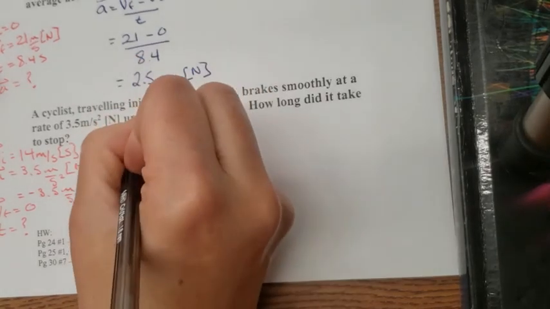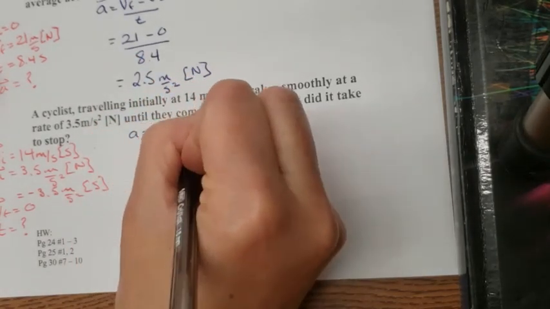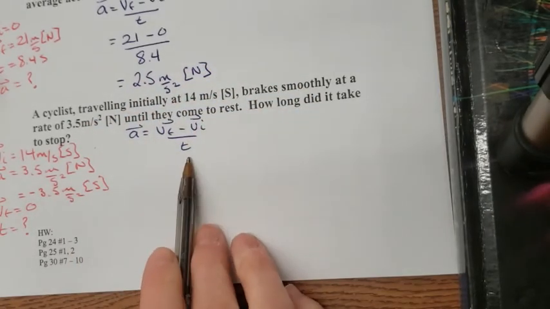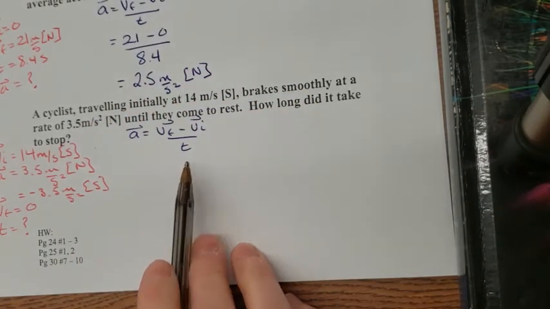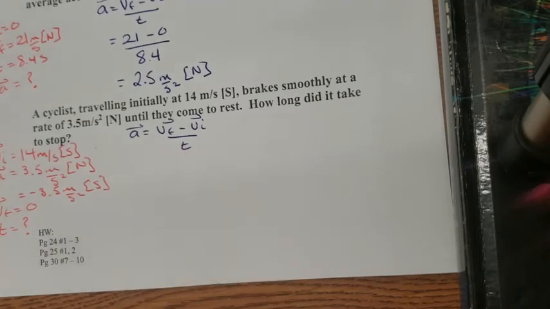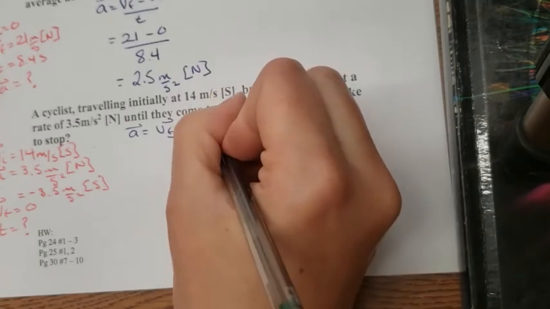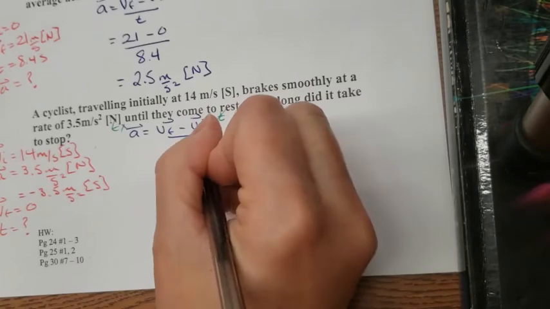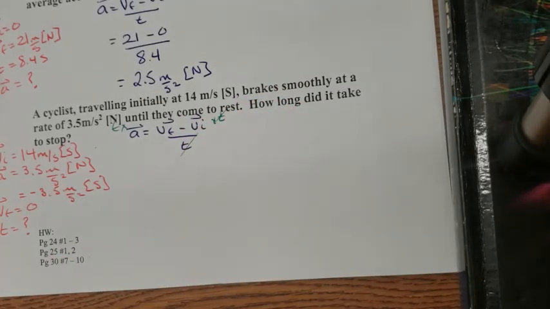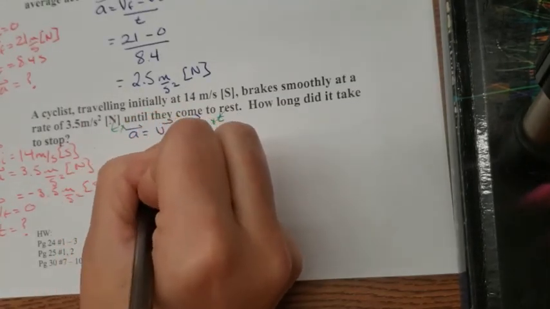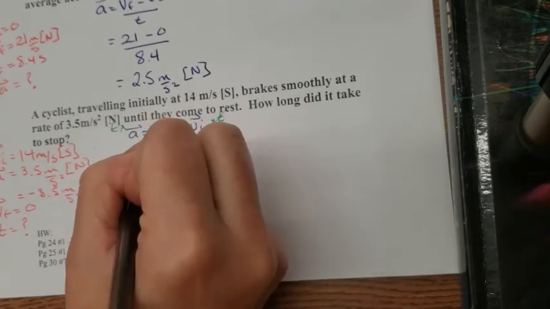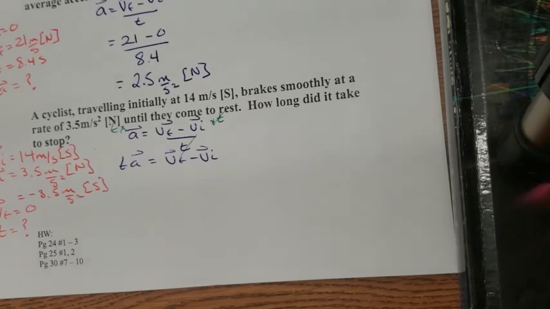All right, so our formula was a is equal to Vf minus Vi divided by t. I'm trying to get t all alone, but t is in the denominator. Whenever you're solving for something in the denominator, that's a problem. You need to get it out of the bottom. So the opposite of dividing by t would be to multiply by t. The t's cancel out, and I'm left with t a is equal to Vf minus Vi.